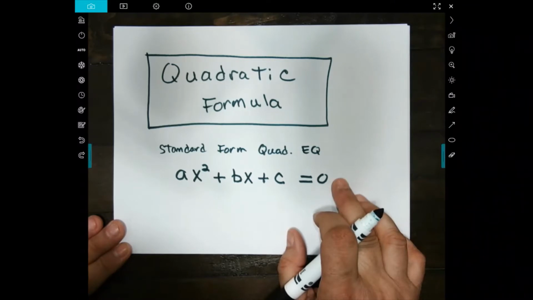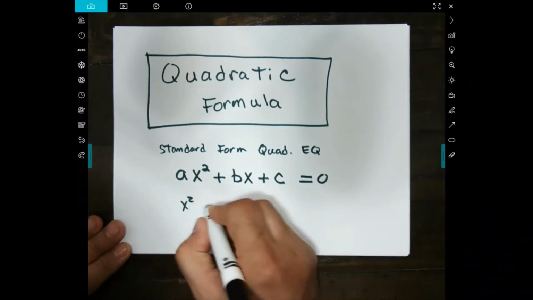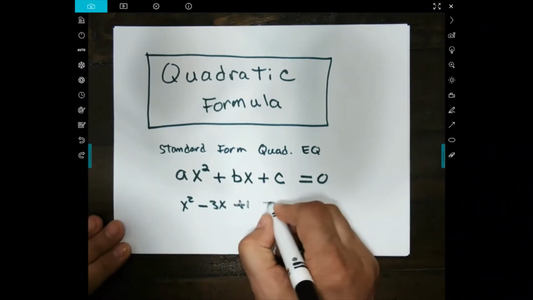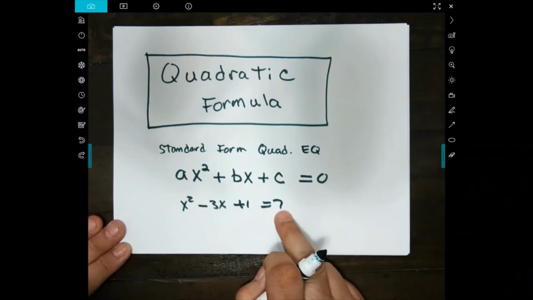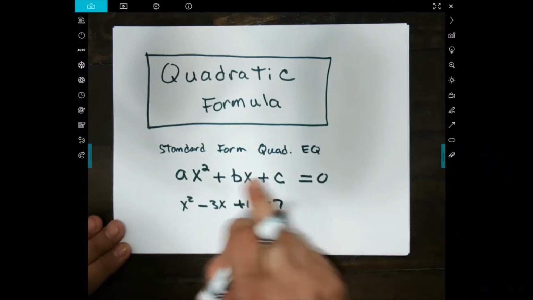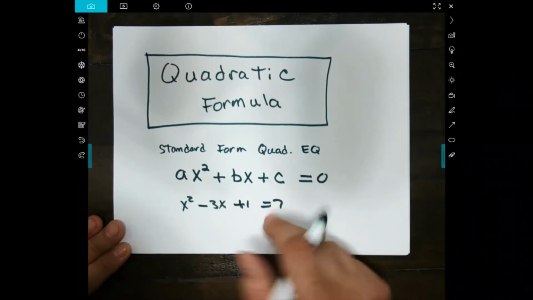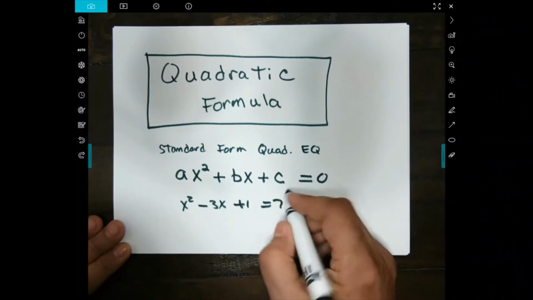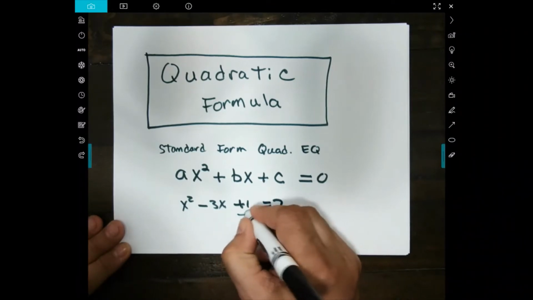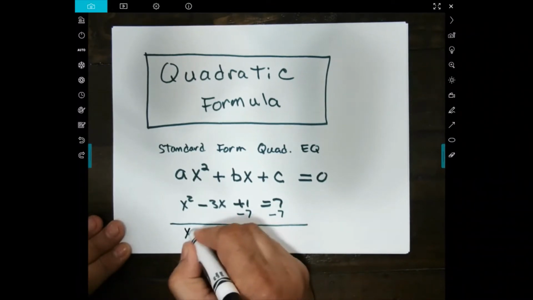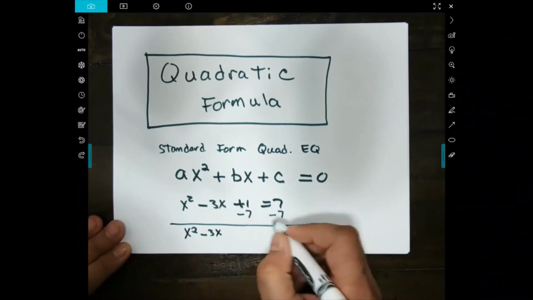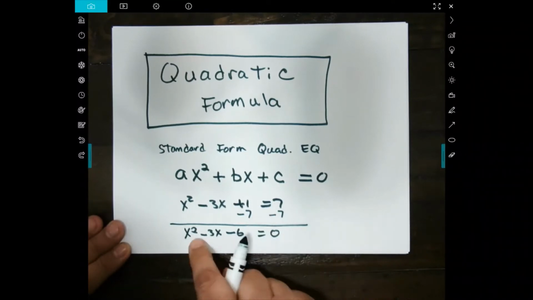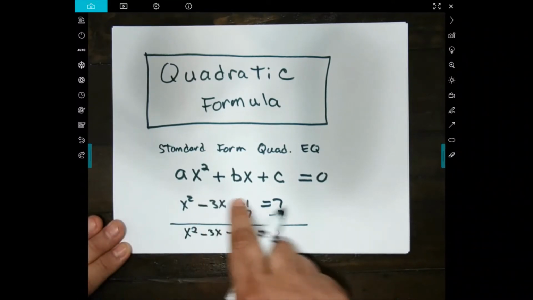If, for instance, you had an equation x squared minus 3x plus 1 equals 7, this is not in standard form. You have to put this in standard form before you can use the quadratic formula. So we'd want this equation to be equated to 0. To do that, we subtract 7 from both sides. That leaves us with x squared minus 3x, 1 minus 7 is negative 6, and 7 minus 7 is 0. Now we can use the quadratic formula because this is in standard form.